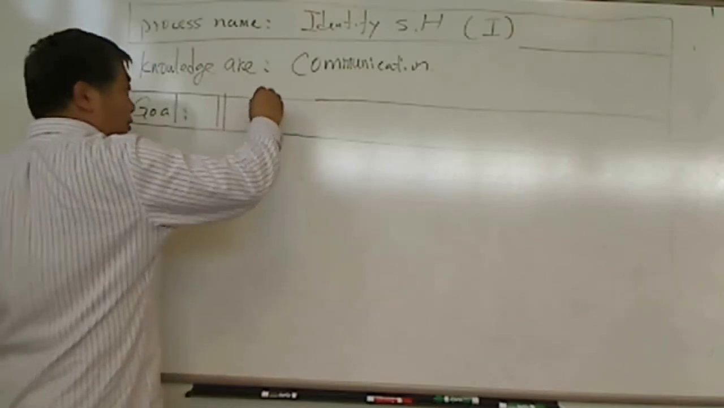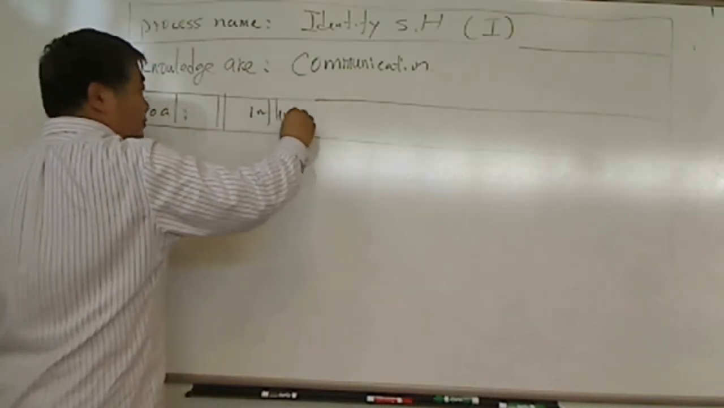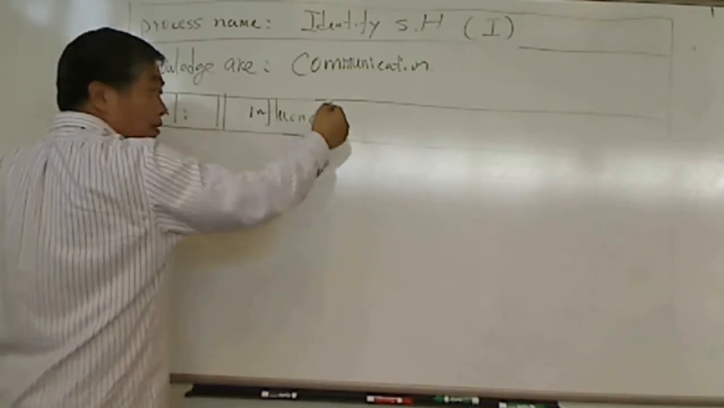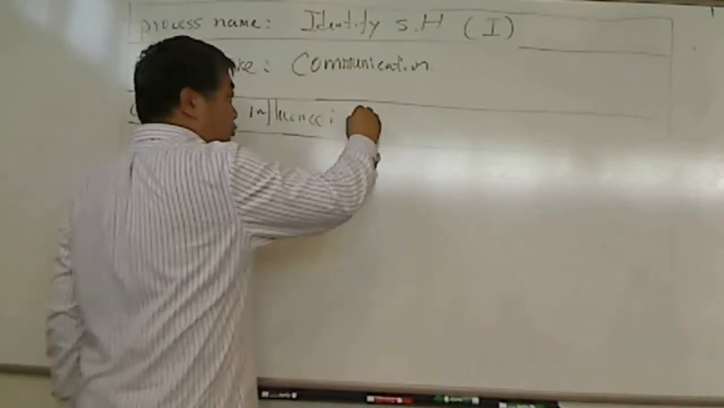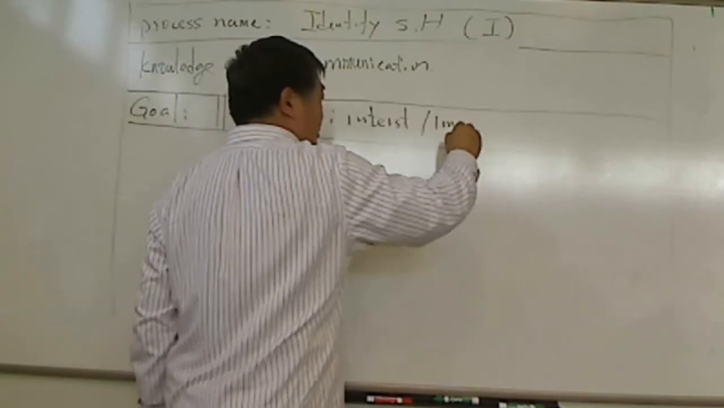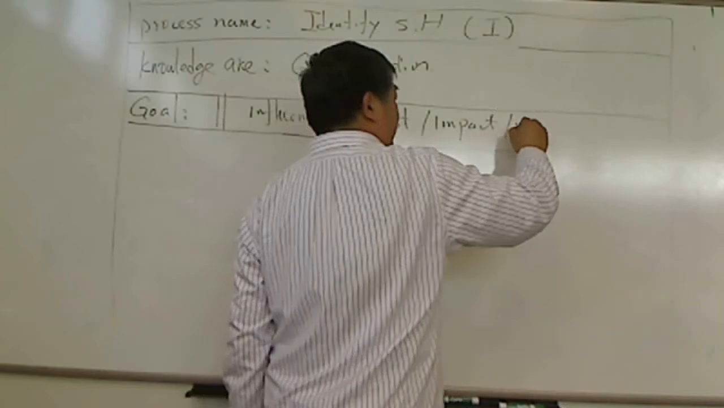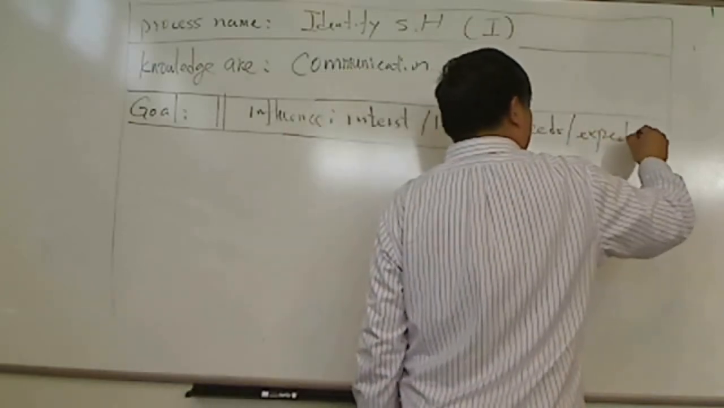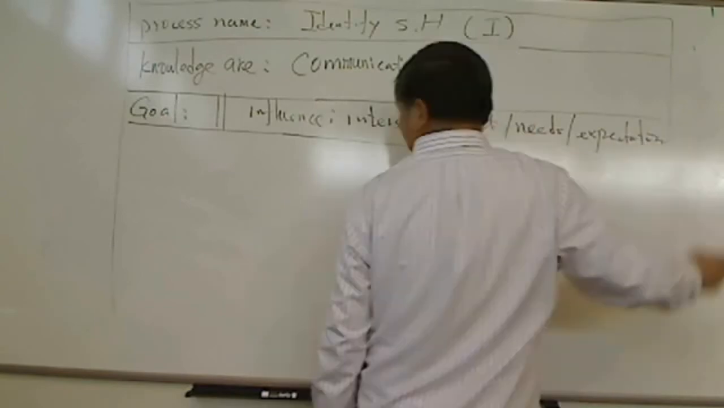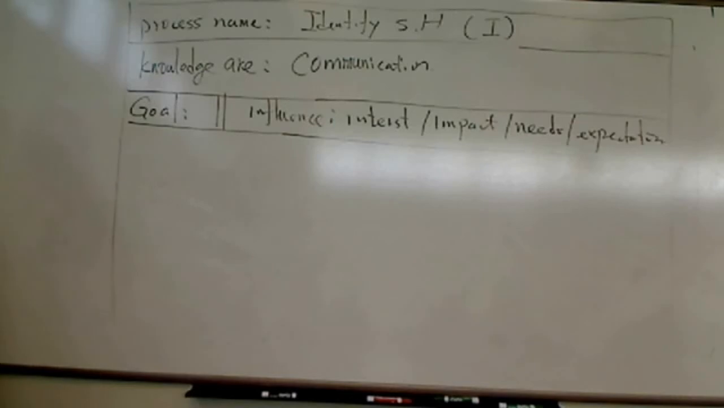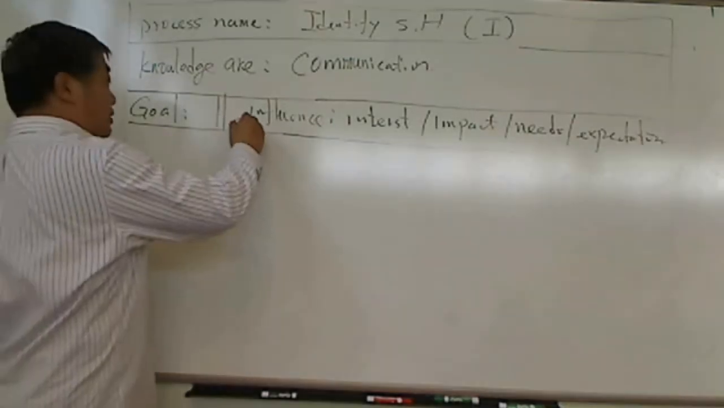Okay, the goal: find out the stakeholder inferences, their interest, their impact, and their needs, right? Their expectation. And at last, set up a stakeholder register.